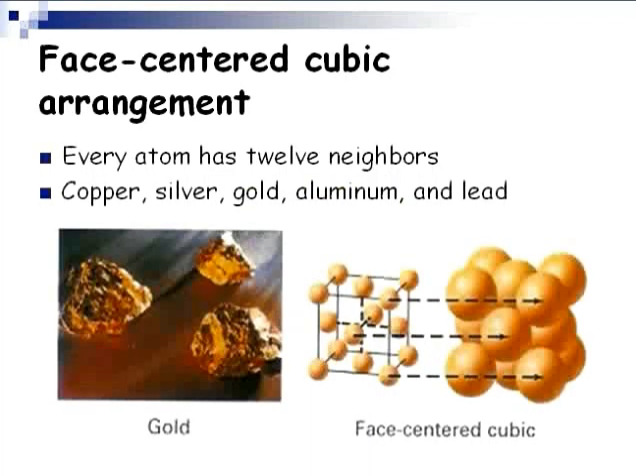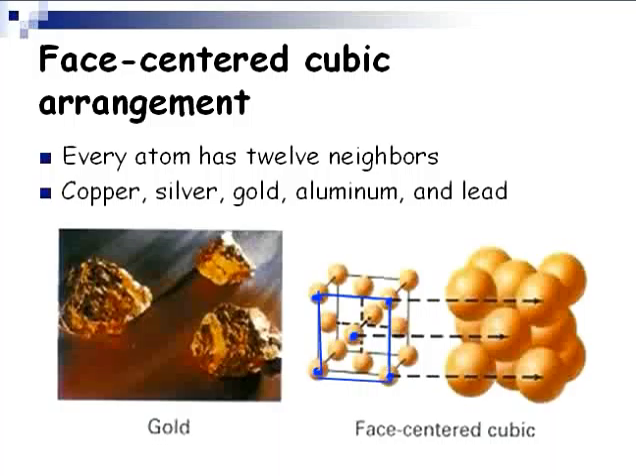The next is what we call face-centered cubic. Every atom has 12 neighbors. Copper, silver, gold, aluminum, and lead have this type of arrangement. And sometimes it's kind of hard to see. If we look at one face, it almost looks like a 5 on a die. And then here, we have the center on the face. So we have one here. This is just the face. 2, 3, 4, 5.